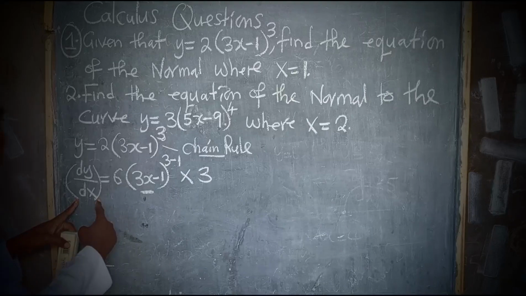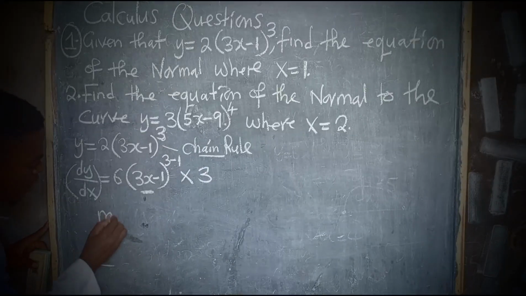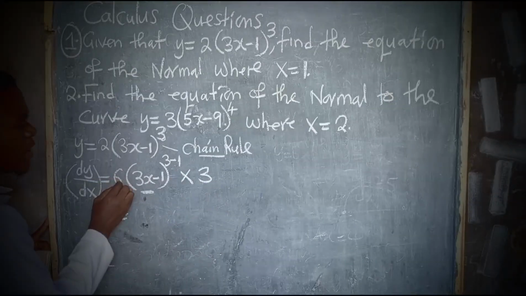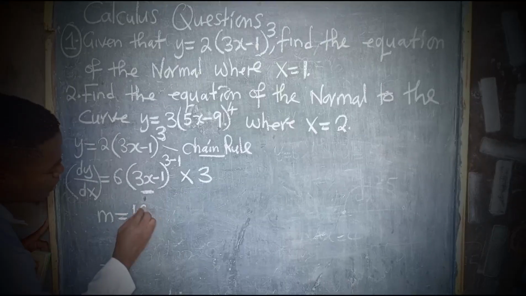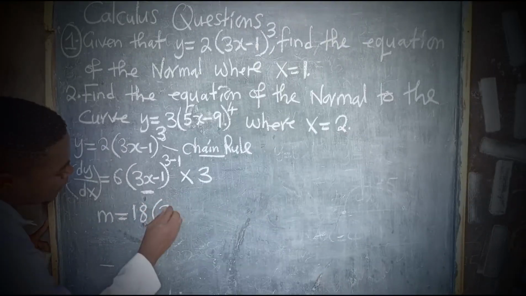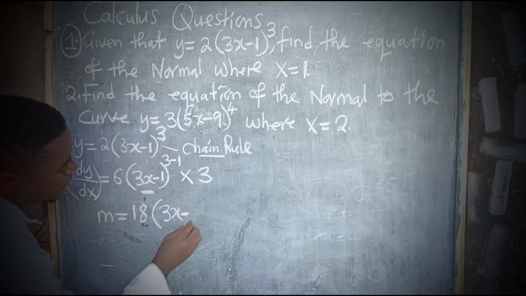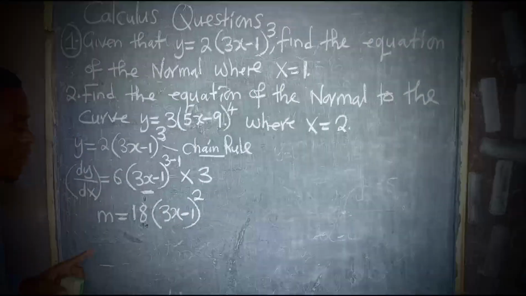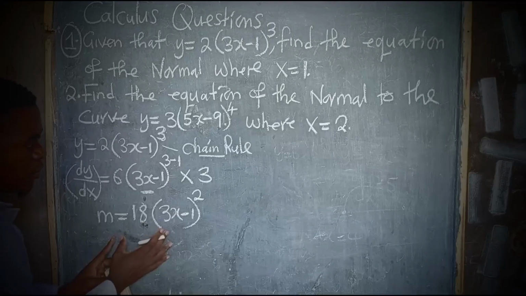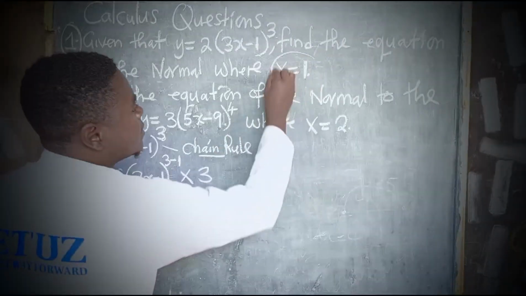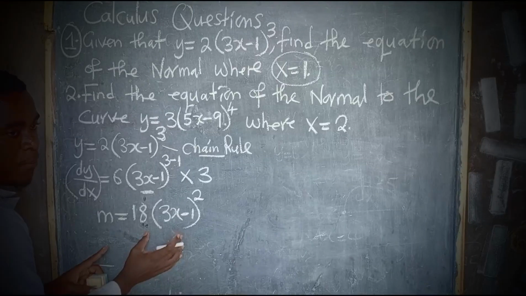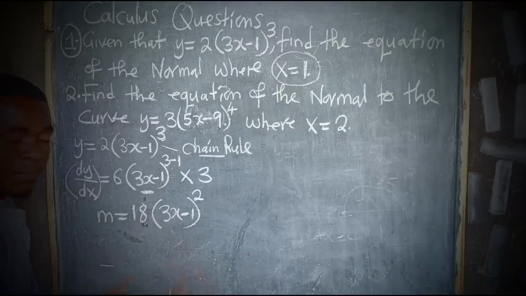So this is dy/dx. It is just the same as gradient. You say m is equal to, you are finding the gradient. So m is equal to what? 3 times 6, 18. I put 18 there. Then this will maintain 3x minus 1, then to the power 2. I'm told where x is 1. So where there is x, I put a what? I put a 1. Where there is x, I put a 1.